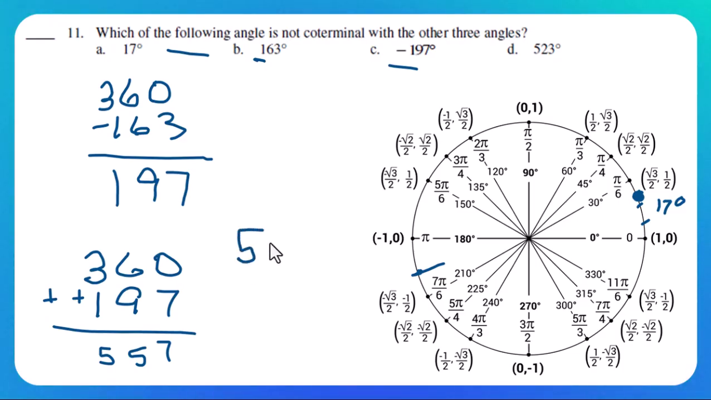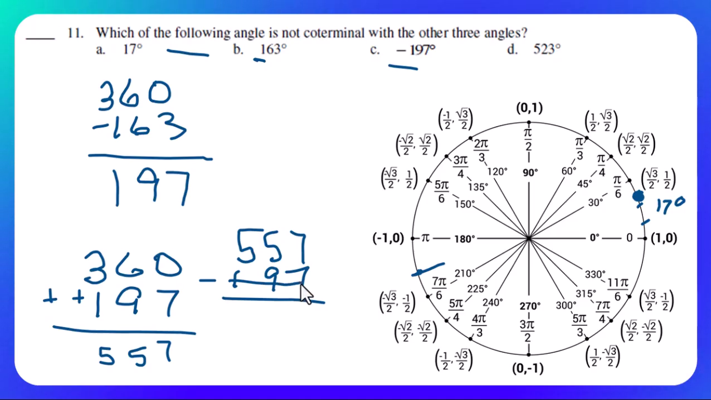Now let's start going backward. I messed that up. Let me erase that. It should be 557 minus 360. So when you subtract 360, you get positive 197. And that's a match. Is that right?